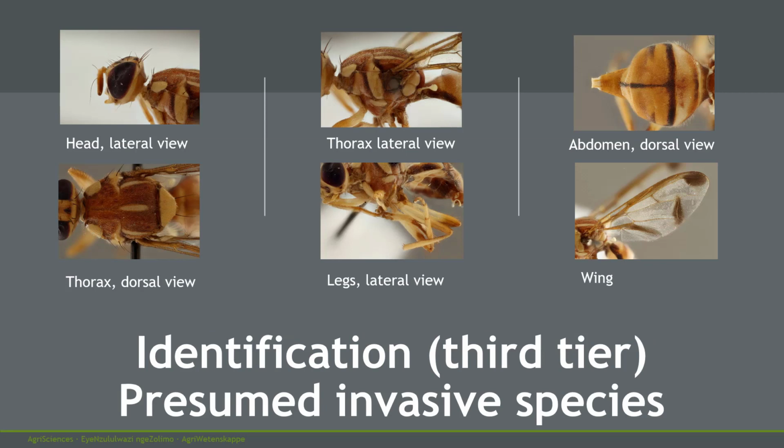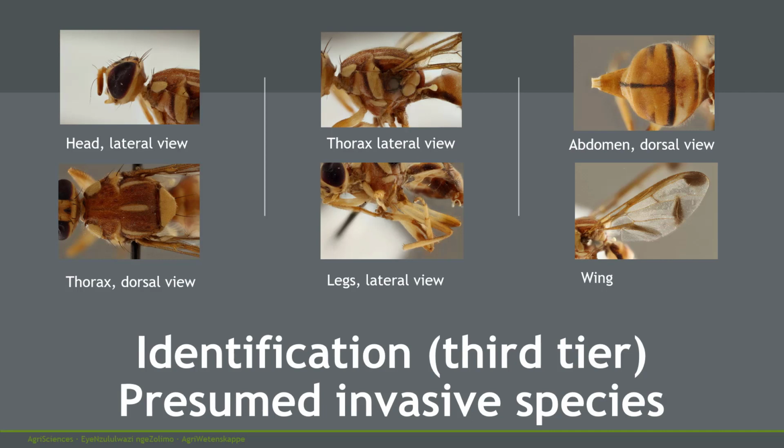Specimens that are thought to be invasive require quick and accurate confirmation. If the first tier identifier can provide high-quality and relevant images to the regional specialist, identifications and verifications can occur very quickly. Images can then be forwarded to the international specialist if required. Relevant images are indicated in the photos shown and include the head, thorax, dorsal and lateral views, legs, dorsal view of the abdomen, and wings.